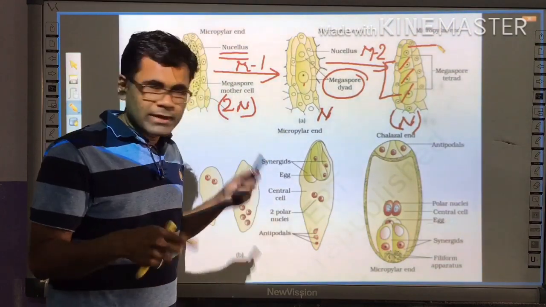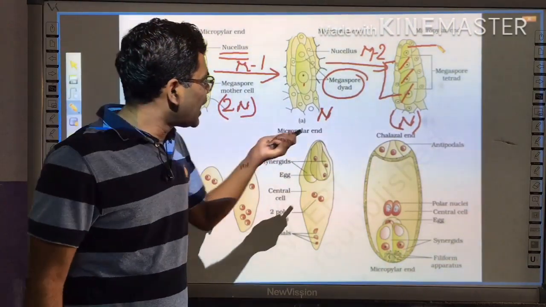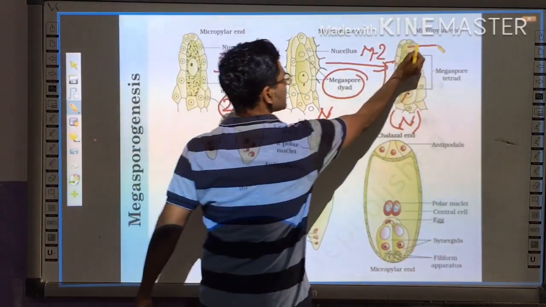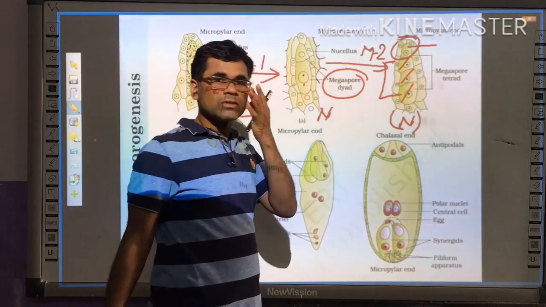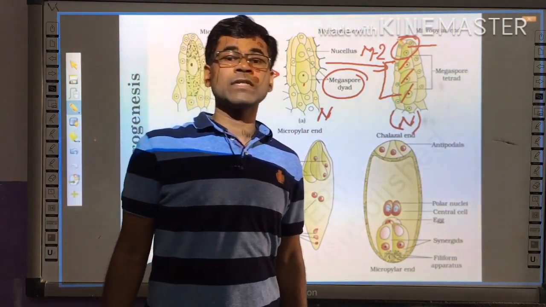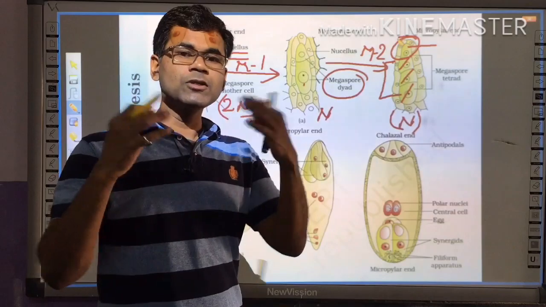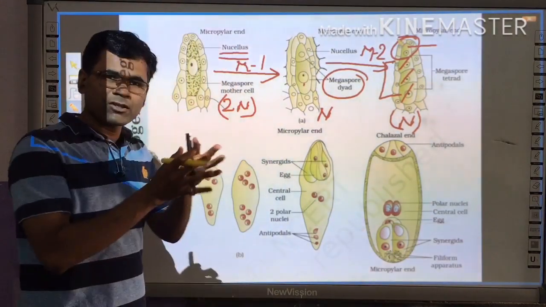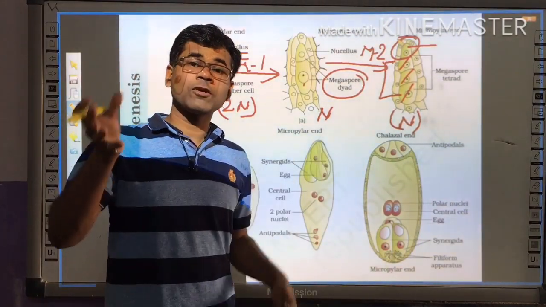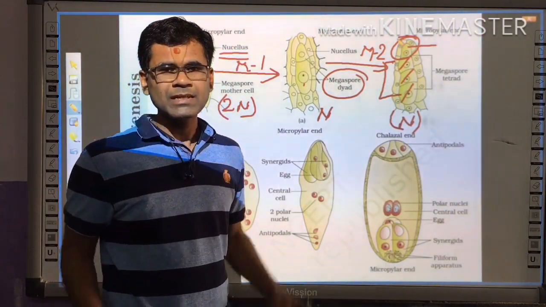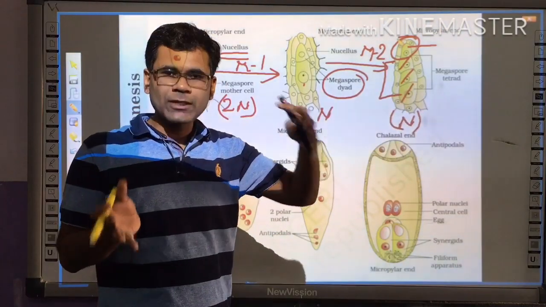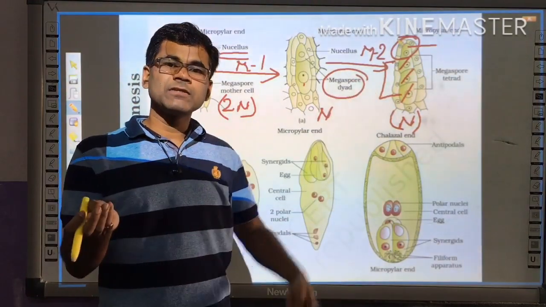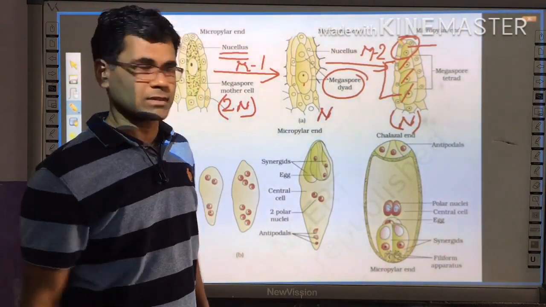Now, how does it happen? After this, one cell undergoes free nuclear mitotic division. That means it undergoes karyokinesis, which is not followed by cytokinesis. The nucleus divides, but the cytoplasm does not divide. That's why it is called karyokinesis, which is not followed by cytokinesis.